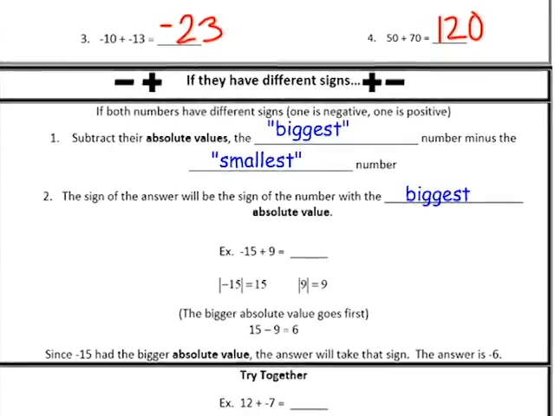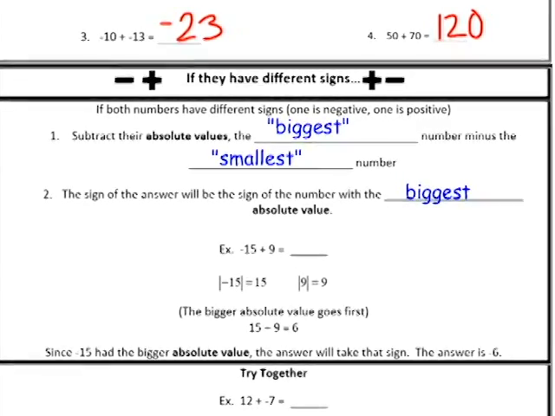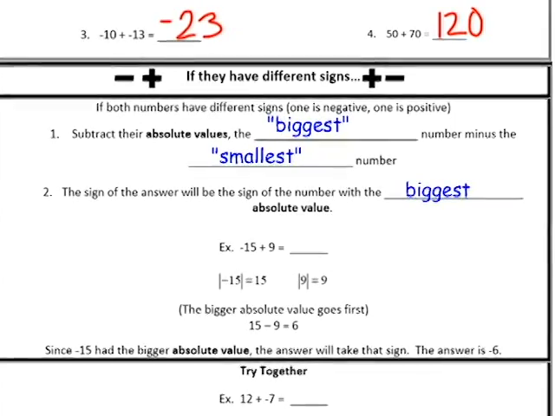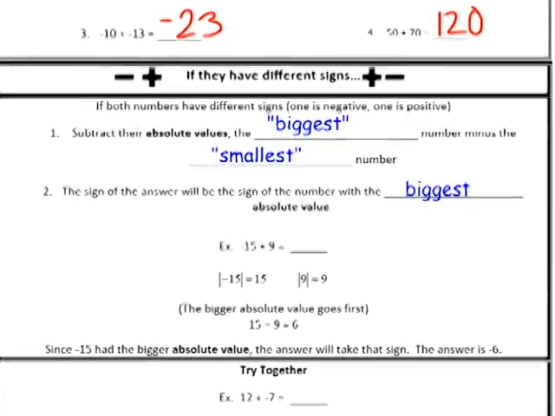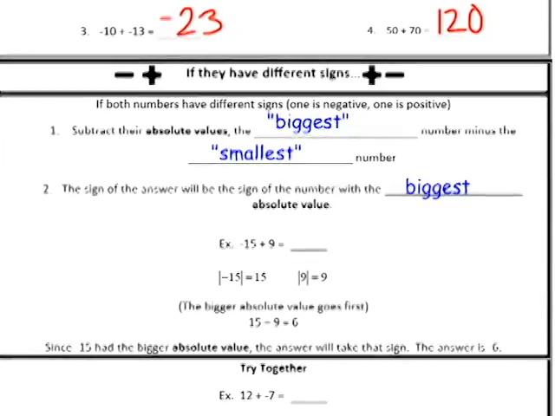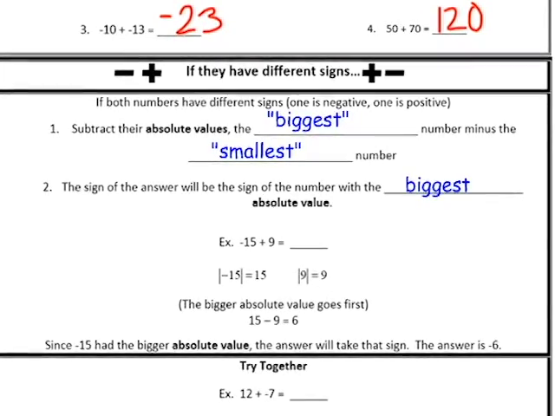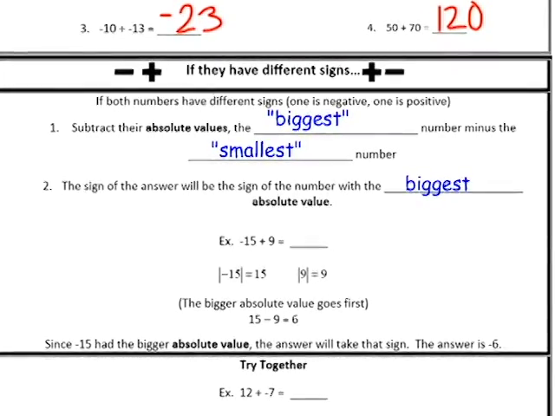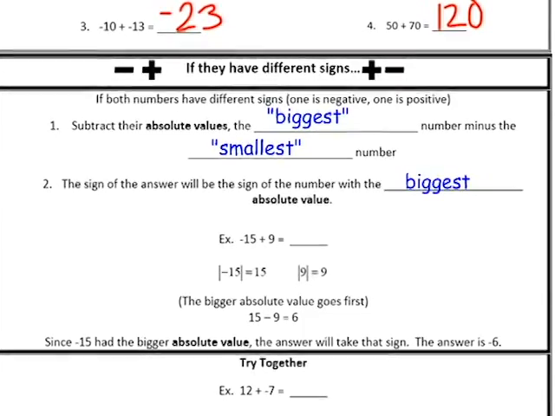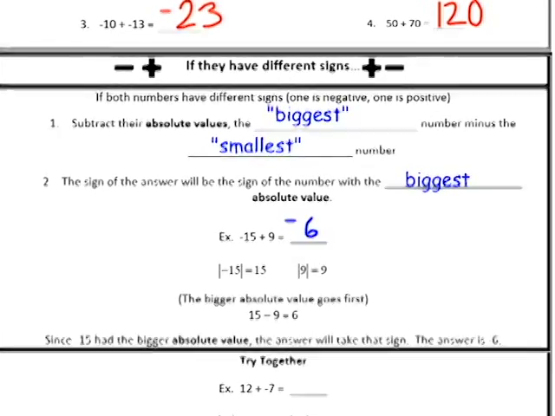Let's try this one. Negative 15 plus positive 9. Take their absolute values. Negative 15 gives you a bigger absolute value. Again, if you just look at negative 15 and 9 and ignore their signs, 15, air quotes, is bigger than 9. That's how we do our absolute values. 15 minus 9 is 6. The last step is figure out what's our sign. Well, negative 15. 15 was the bigger absolute value, so it's negative 6.